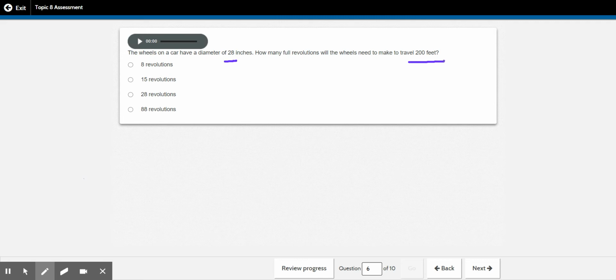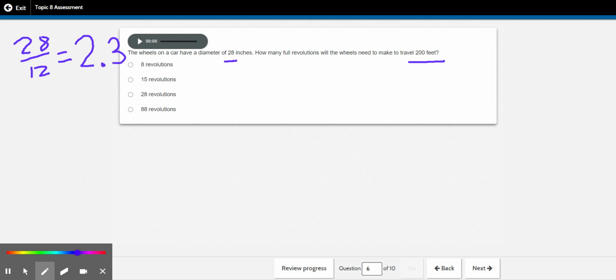It's kind of rude, isn't it? Why would they do that to us? But it's easy enough to do. We have 28 divided by 12, which equals 2.3. It's actually 2.3 repeating in your calculator, but we're just going to use 2.3.